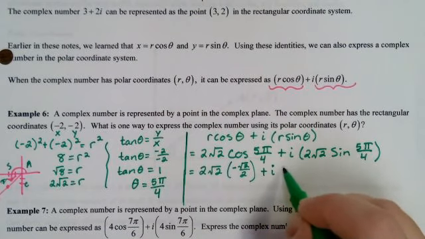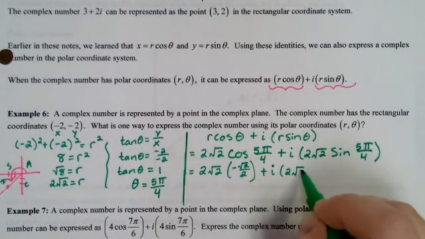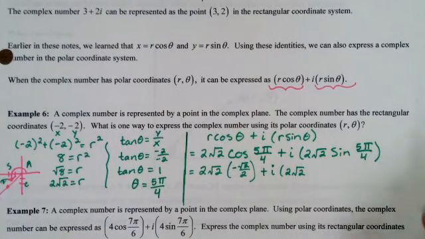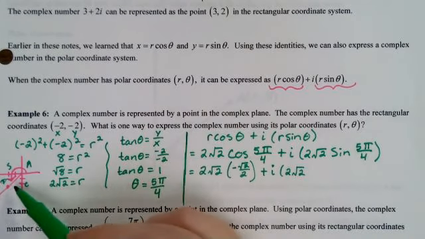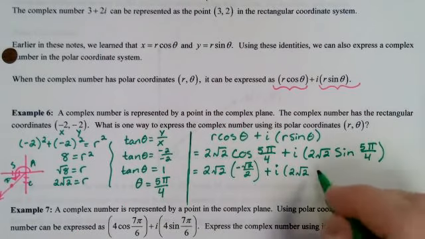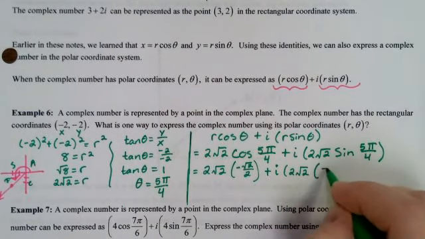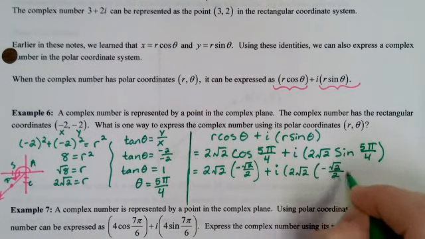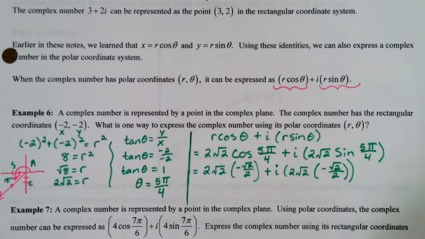We have i times 2 root 2 sine of 5 pi over 4. You look at that same location and say, okay, what's going on with my y coordinate here? That's negative, and it's going to be, again, -√2 over 2. Again, I'm getting that from the unit circle. Okay, so I'm going to clean this up some.